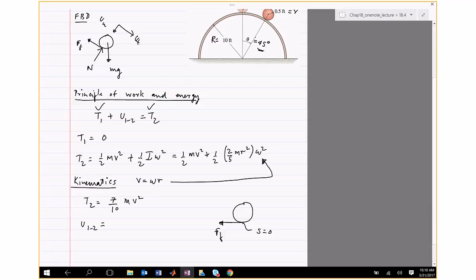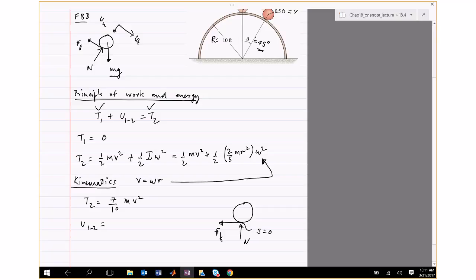the friction force. The normal force, what's the work done by the normal force? It's 0 because the normal force acts this way, and this sphere is not moving up and down. The contact point is fixed. So the only work done comes due to mg.